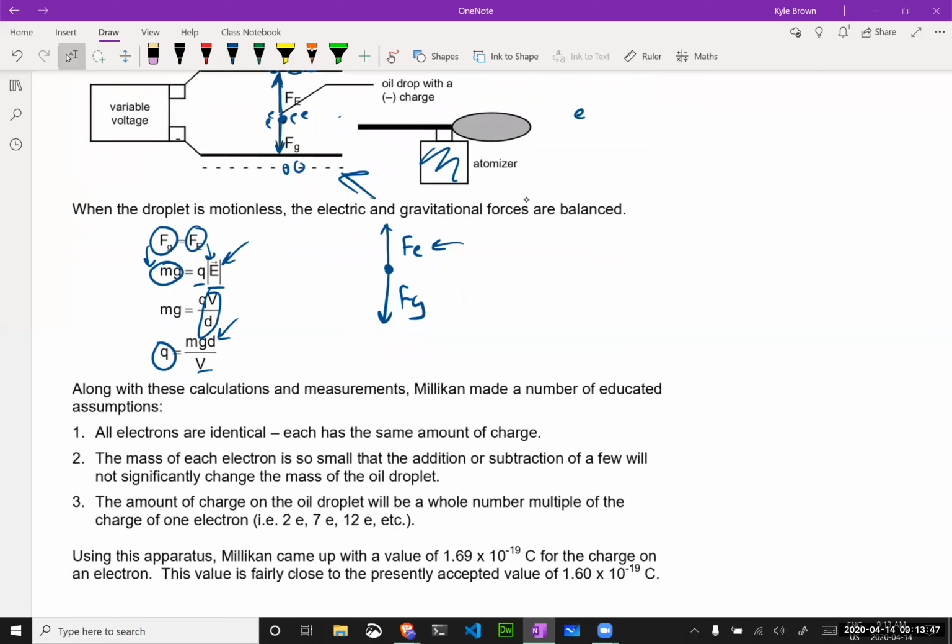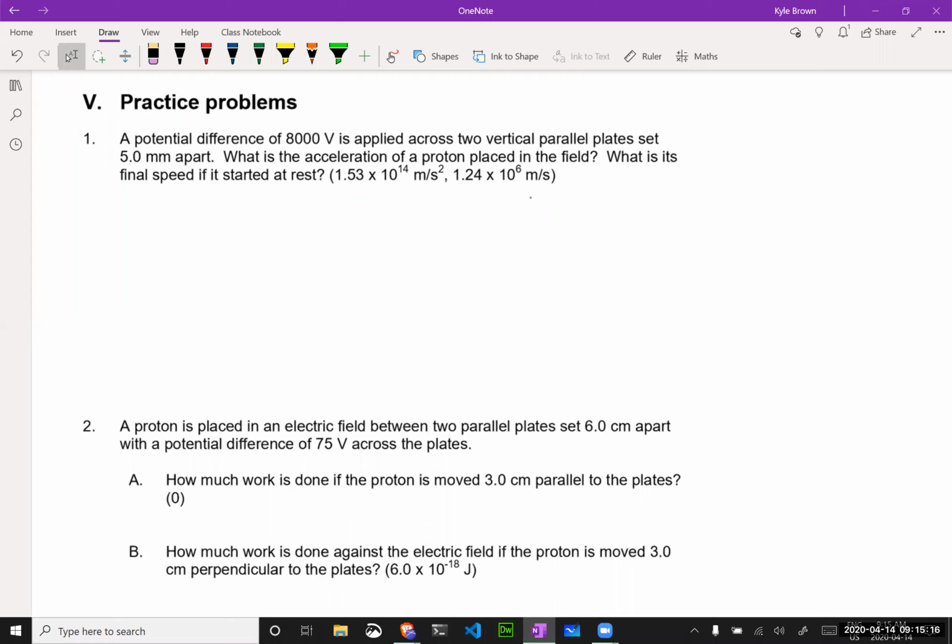All right. A potential difference of 8,000 volts is applied across two vertical parallel plates set 5 millimeters apart. What's the acceleration of a proton placed in the field? What is its final speed if it started at rest?